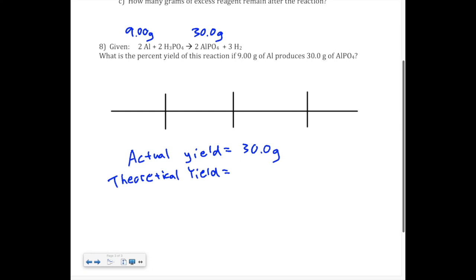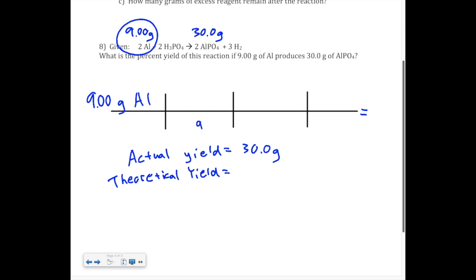Okay, now my theoretical yield is going to be calculated from my stoich. So I'm going to have to calculate this one. This one is the paper. The theoretical yield is the paper value. The actual yield is the real life one. So how do I calculate it? Well, I need to start with what I know from my reactant. I need to start with 9 grams of aluminum.